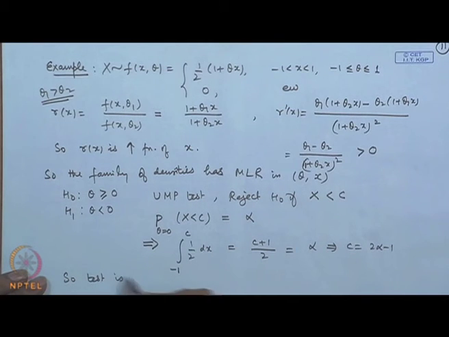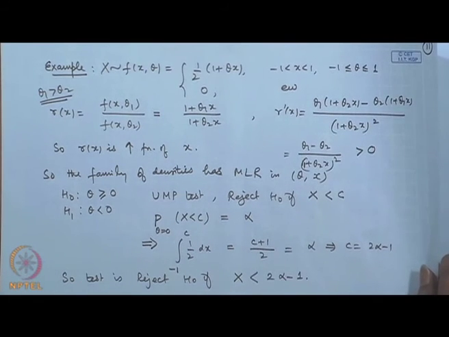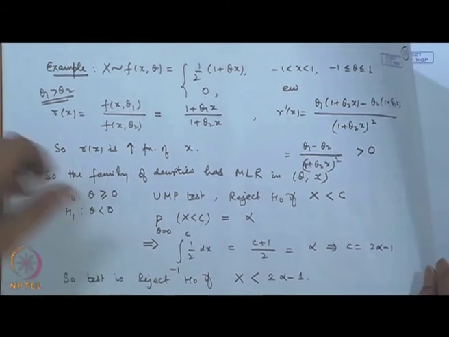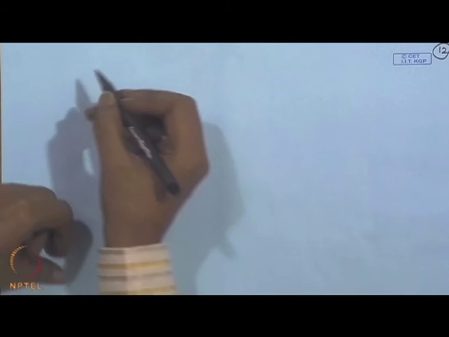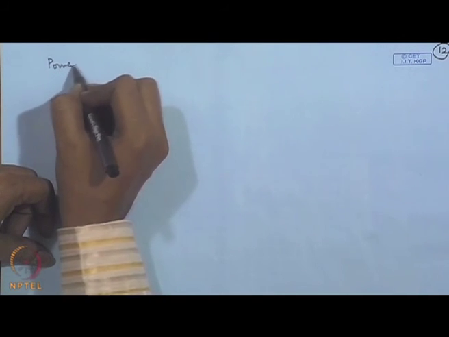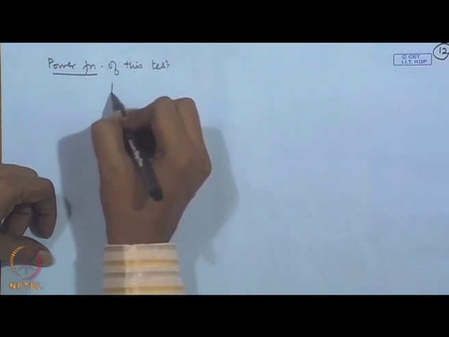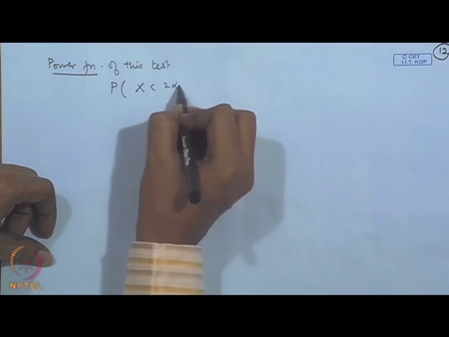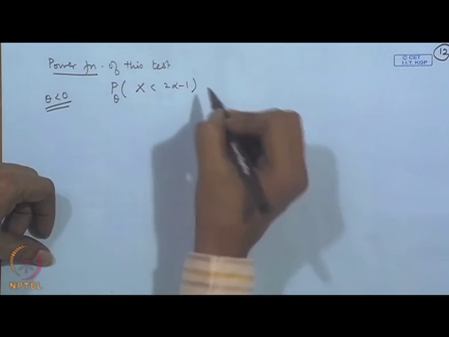So, the test is: reject H naught if x is less than twice alpha minus 1. So, we are able to get an exact form of the testing procedure here. This is the UMP test in this particular problem. Let us also consider the power function, that is probability of x less than 2 alpha minus 1 for theta, when theta is less than 0.